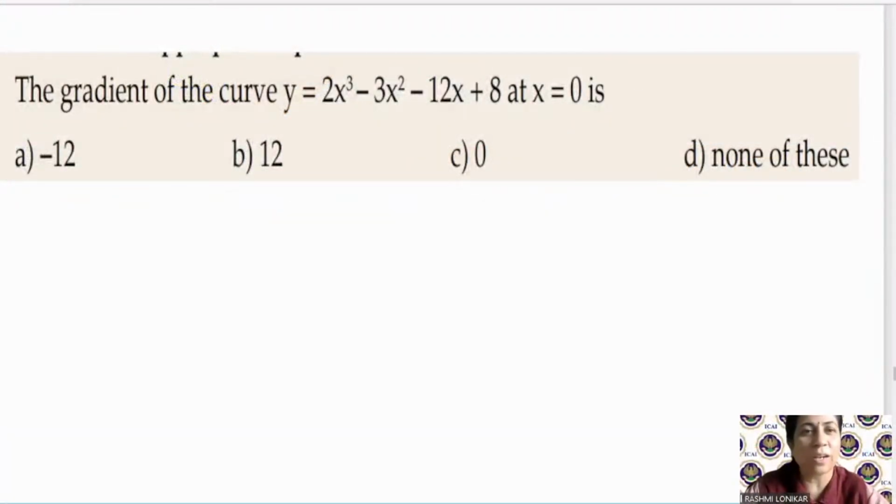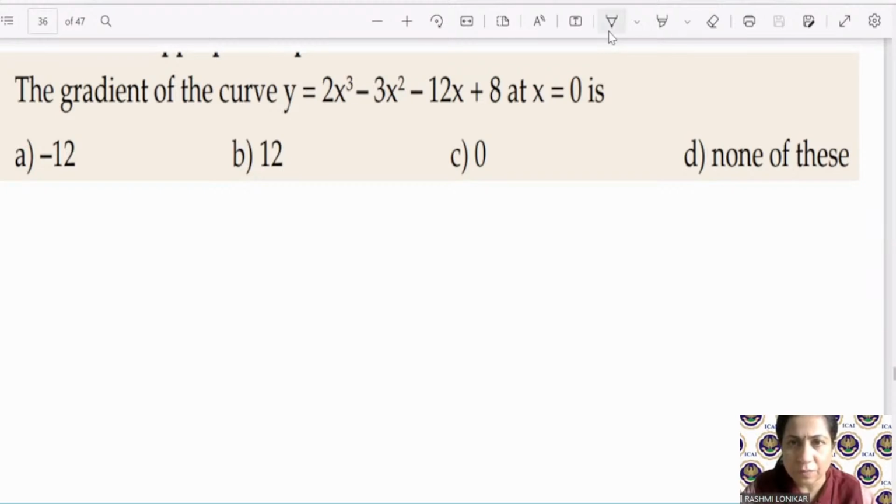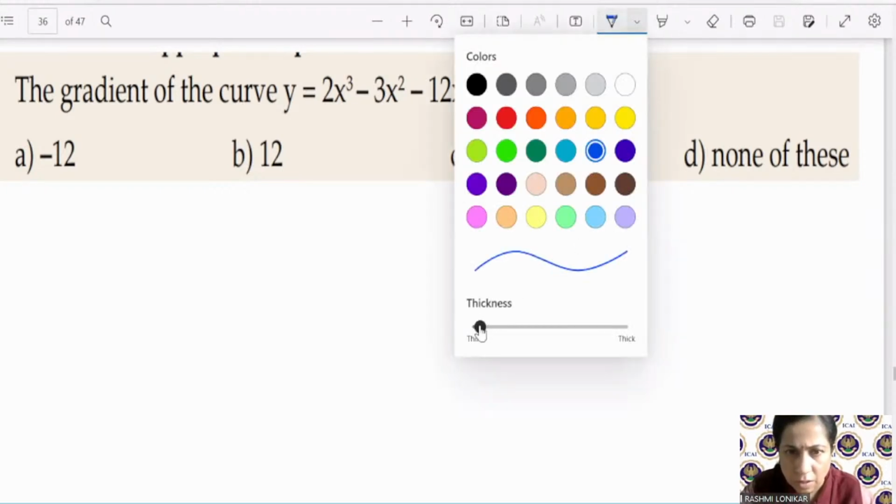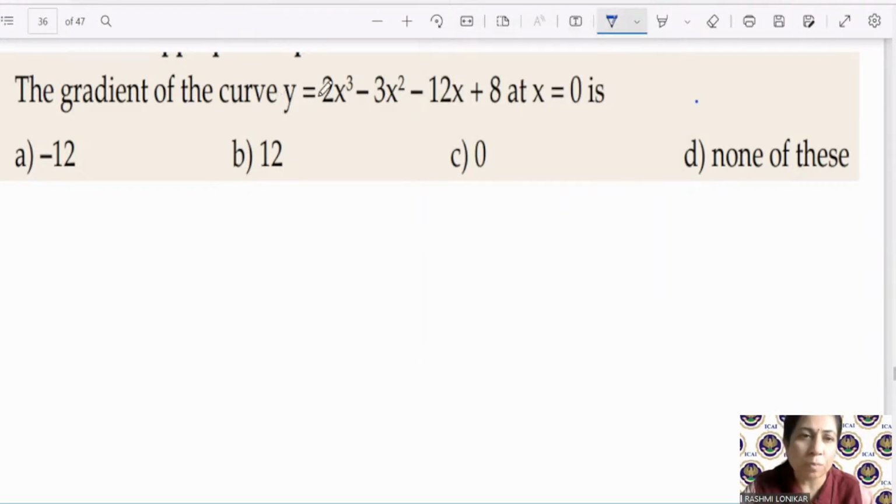Welcome back. So let us now go to some sums on differentiation. Here, the gradient of the curve means the slope of the curve. The word gradient means the slope of the curve y is equal to this at x is equal to 0.